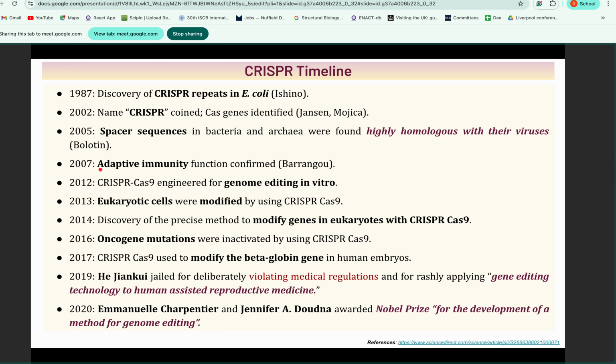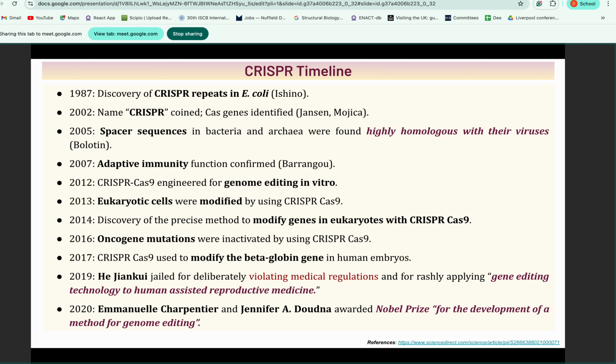In 2007, when people were looking at the significance of these CRISPR elements, they identified that they have a role in adaptive immunity. Barrangou confirmed it. In the experiment, as we have seen, when the spacer was not present, the bacteria got infected by the viruses. But when the virus attacks and the bacteria survives, the bacteria already have the information of that genomic element of that virus.